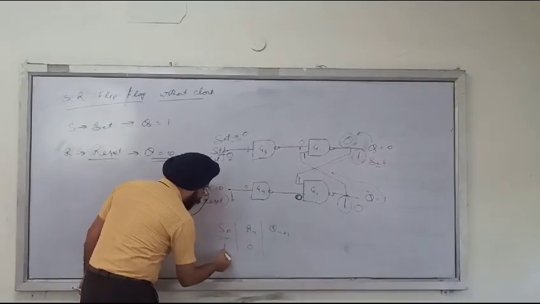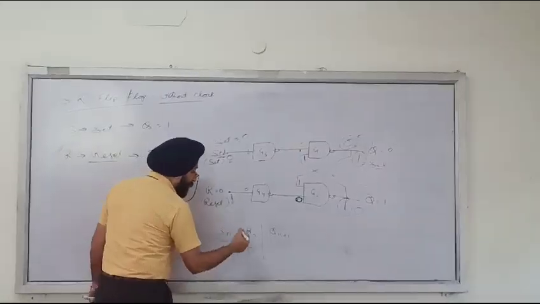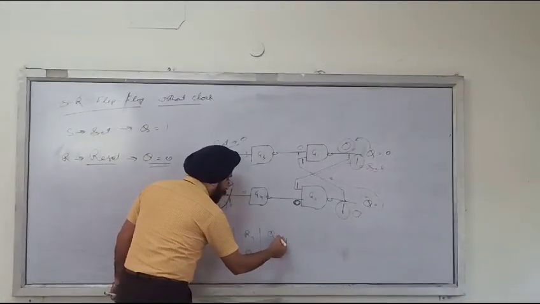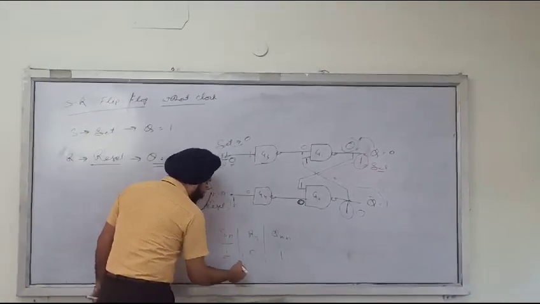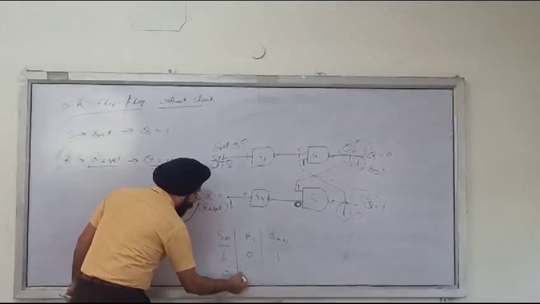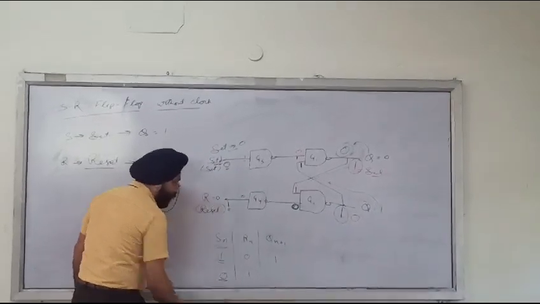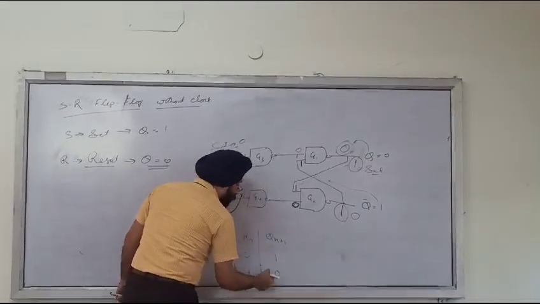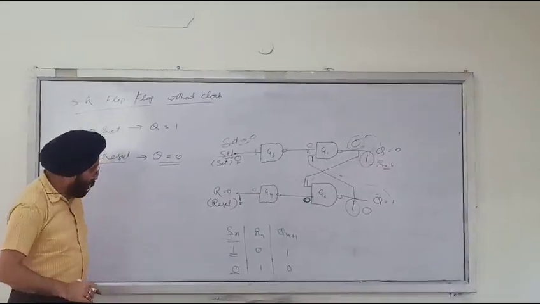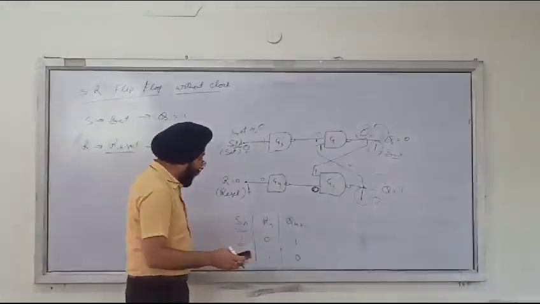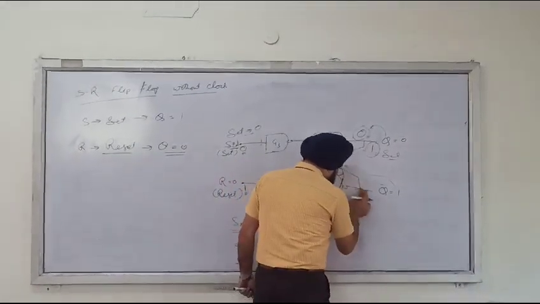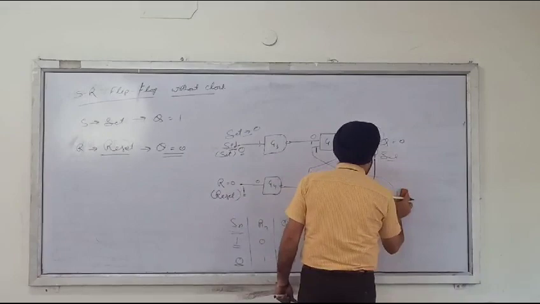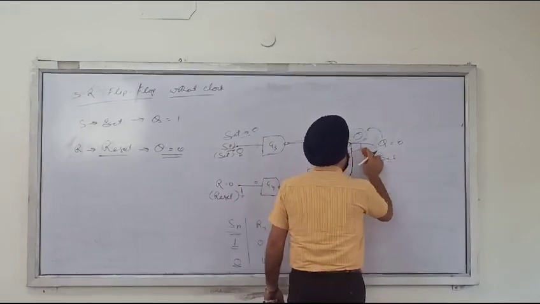Therefore, when S is equal to 1 and R is equal to 0, we have to follow the value of S at that instant of time: Qn plus 1 is equal to 1. And when S is equal to 0 and R is equal to 1, again we have to follow the value of S at that time. The value of Qn plus 1 is what? 0. Now what will happen if S is equal to R is equal to 0?